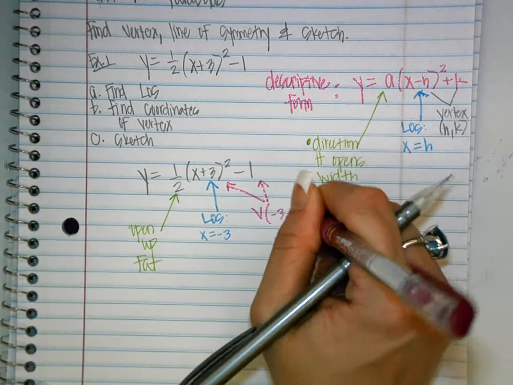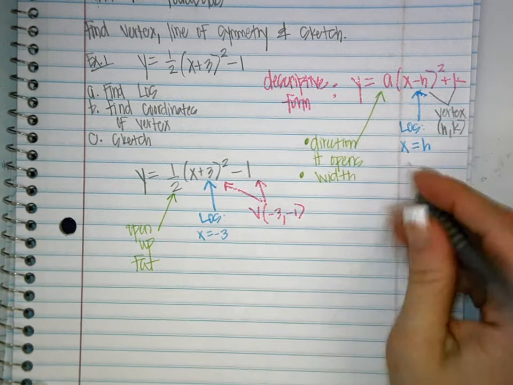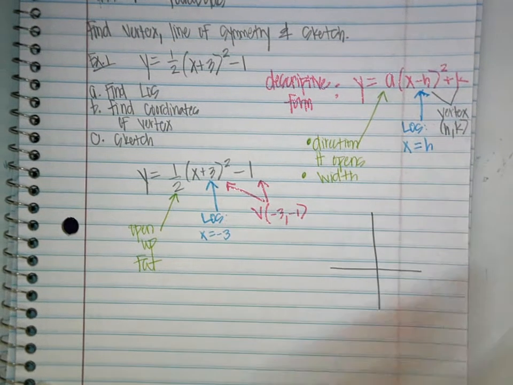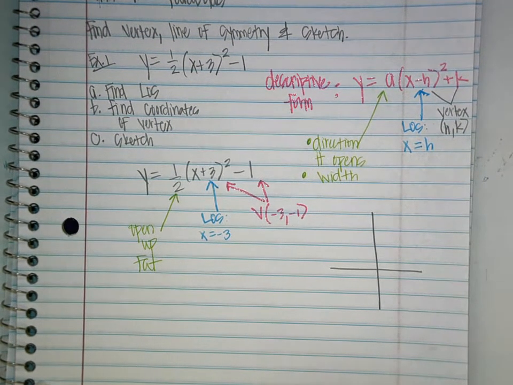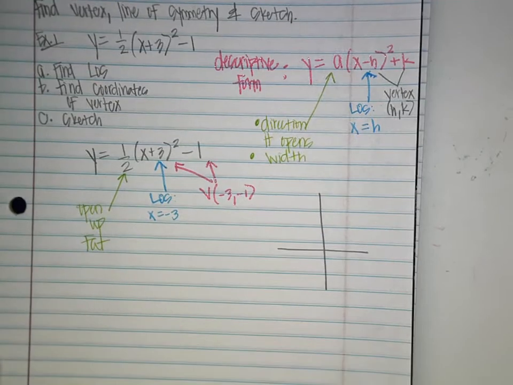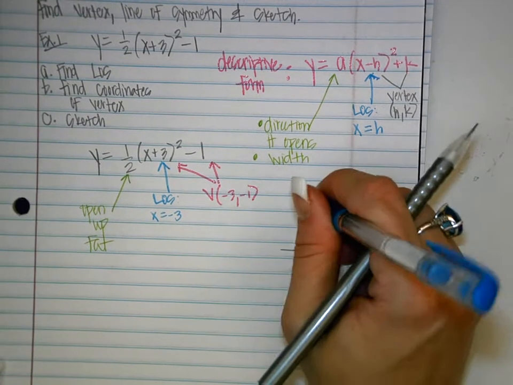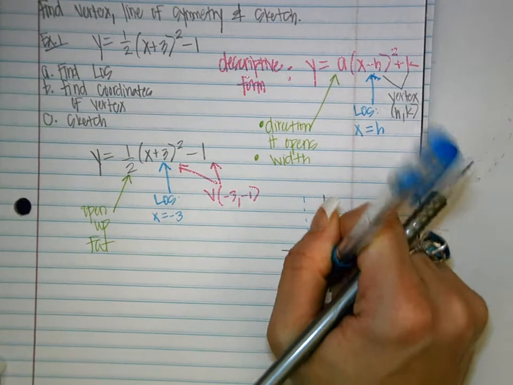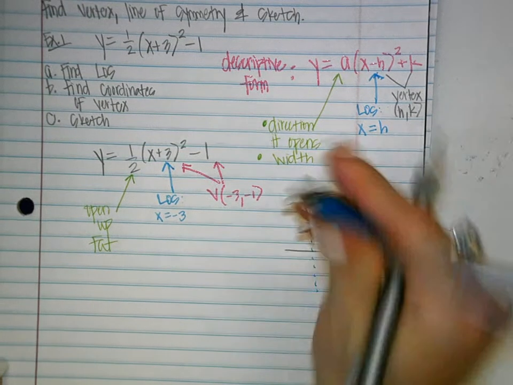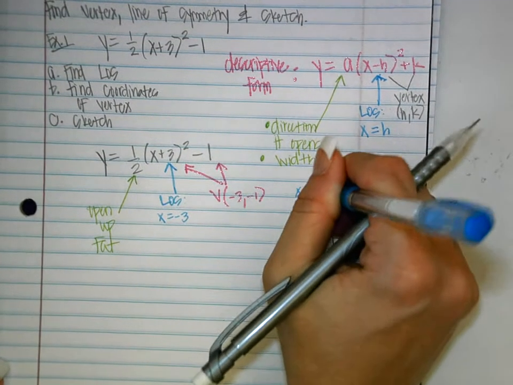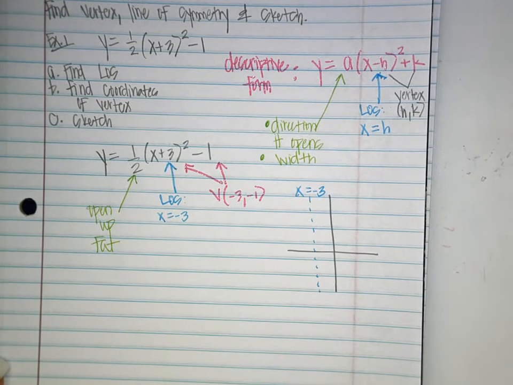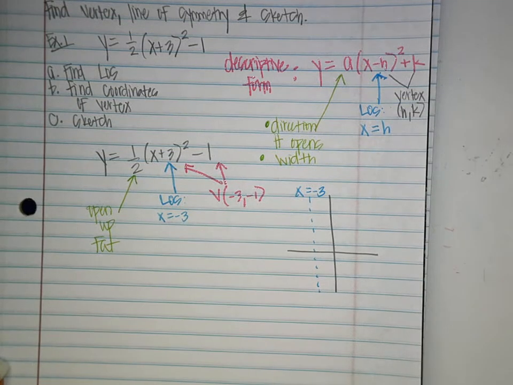Right, so now you can make a rough sketch. It doesn't have to be perfect. First thing you want to do is the line of symmetry. Your line of symmetry is going to be at x equals negative 3. You do not have to put the little hash marks on here if you label your line of symmetry at x equals negative 3. Then you're going to find the vertex.